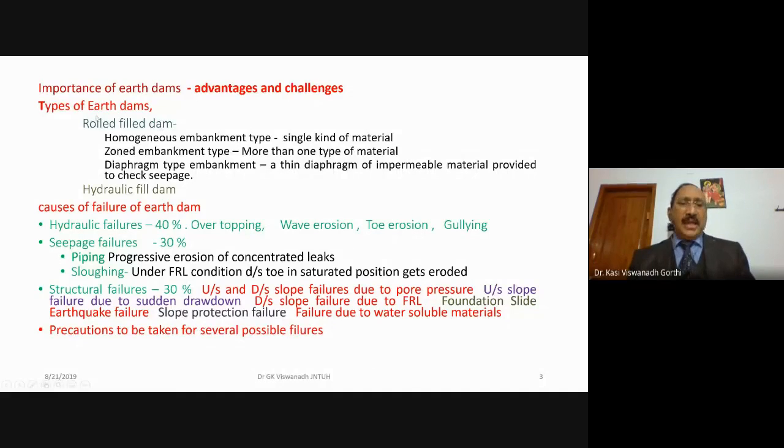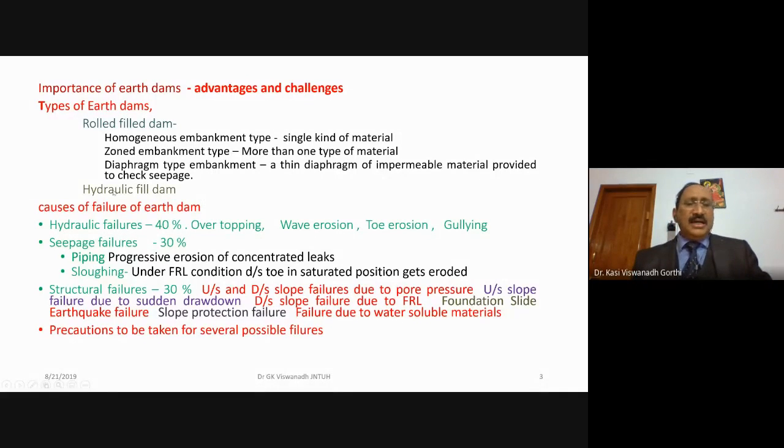So we have seen the types of earth dams, like rolled fill dam and hydraulic fill dam. In the rolled fill dam, once again, you have the homogeneous embankment type, that means a single kind of material. Zoned embankment type, where more than one type of material may be used in the earth dam. Then the diaphragm type embankment, where you have a thin diaphragm of impermeable material provided to check the seepage through the body of the dam.